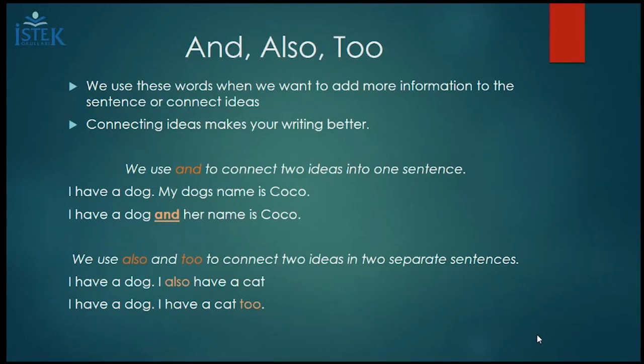For example, I have a dog. My dog's name is Coco. If you want to connect these two ideas, two sentences, we use and. I have a dog and her name's Coco.